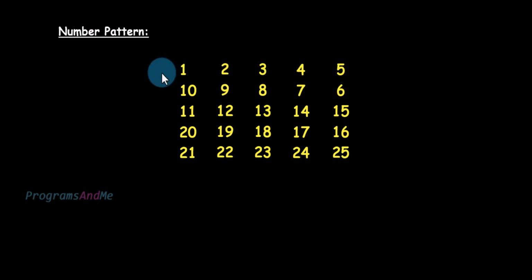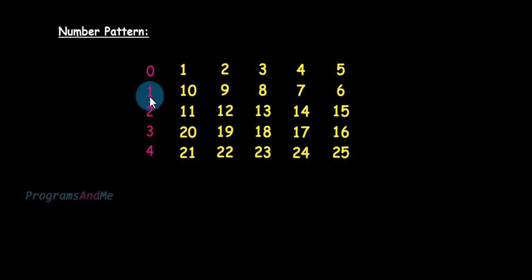If you carefully observe this pattern, here you can see in the even number of row, like in 0th row, to get this number we need to add 1 to the previous value. So 1 plus 1 is 2, 2 plus 1 is 3, 3 plus 1 is 4, 4 plus 1 is 5. Here also 11 plus 1 is 12, 12 plus 1 is 13, 13 plus 1 is 14, 14 plus 1 is 15. Here also same, 21 plus 1 22, 22 plus 1 23, 23 plus 1 24, 24 plus 1 25.